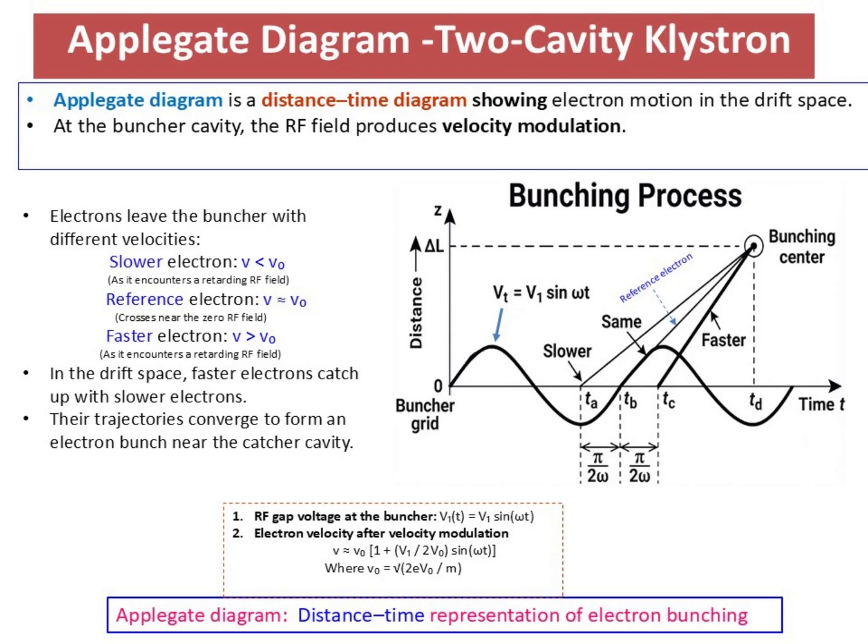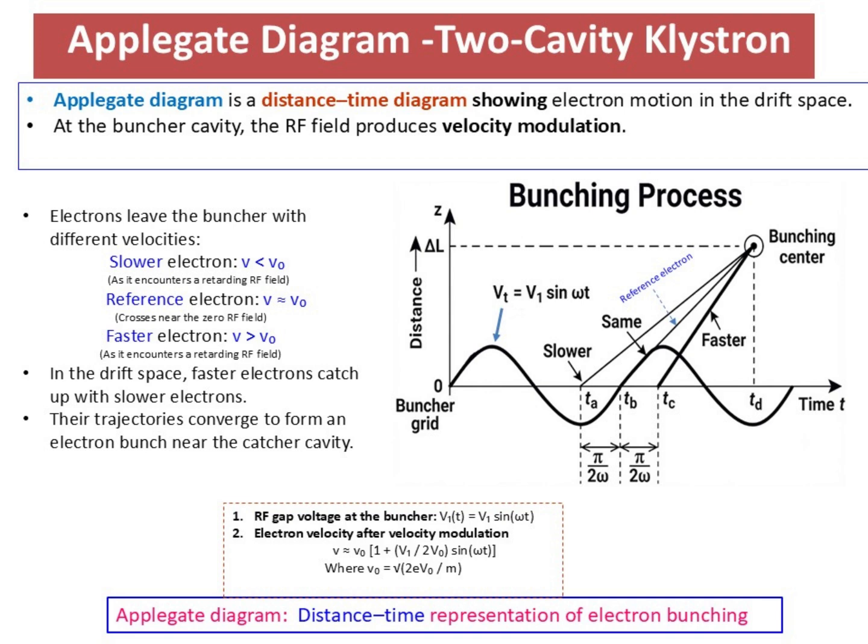Now we come to the Applegate diagram. This is a distance versus time representation of electron motion in the drift space. Look first at the RF voltage waveform near the buncher cavity. Depending on the instant at which an electron crosses the cavity gap, it experiences a different RF field. Therefore, three representative electrons are shown. The slower electron has a velocity less than the normal beam velocity. The reference electron moves approximately with the normal beam velocity. The faster electron has a velocity greater than the normal beam velocity.